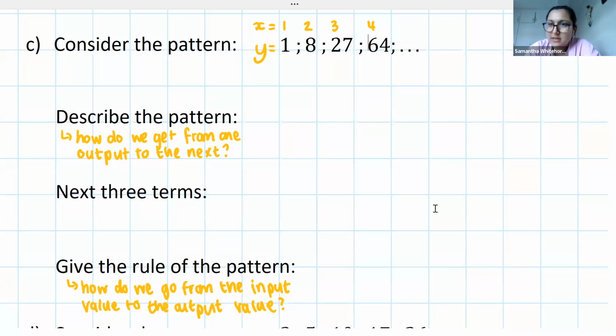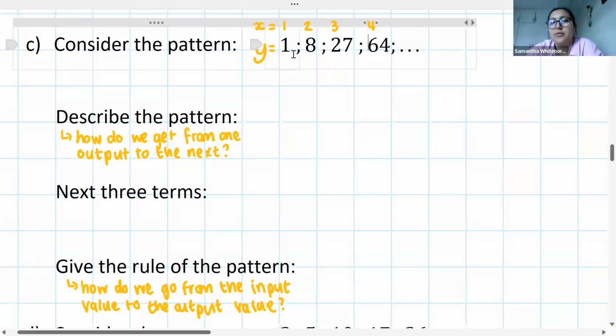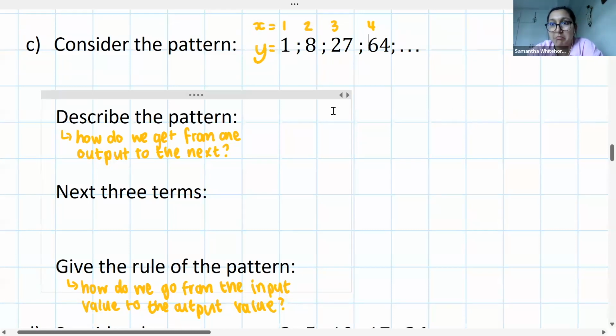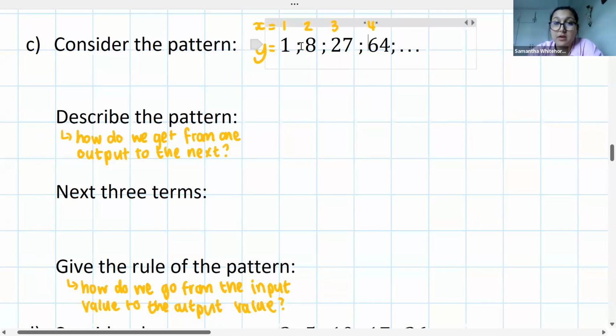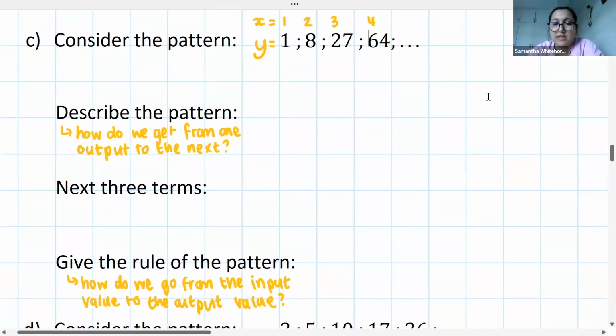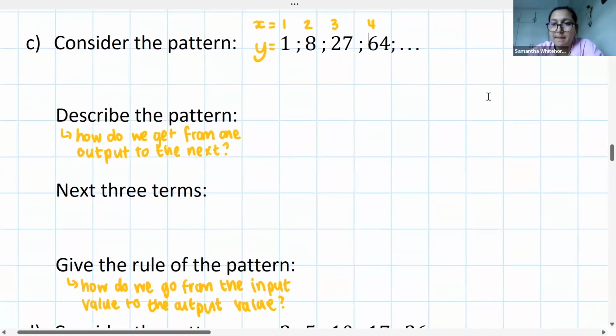Grade eights, I don't really understand what we mean when we say we add and multiply by 8. So if we add 8 to 1, we get 9. And then 9 times 8 is a number that is not 8. If we say 1 times 8, we do get 8. But then 8 plus 8 is 16 and 8 times 8 is 64. So just try and be very descriptive when you're describing the pattern. Because add and multiply by 8 is not giving us any of those outputs there.